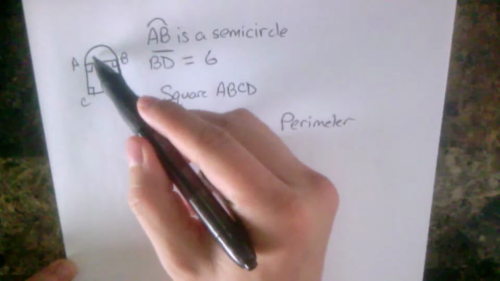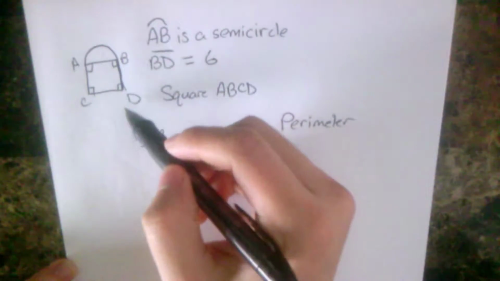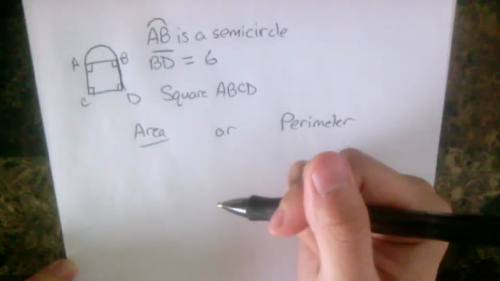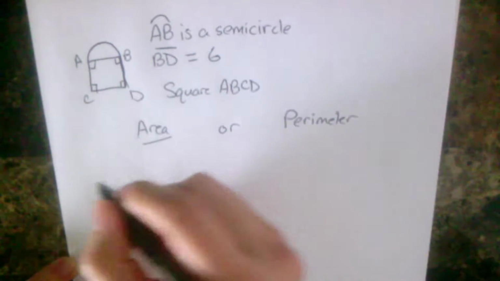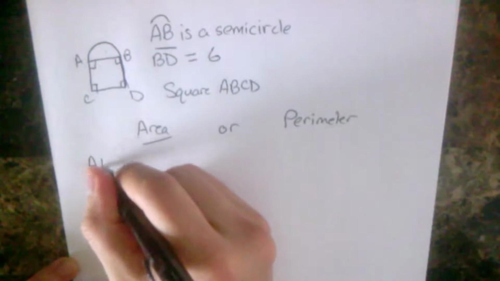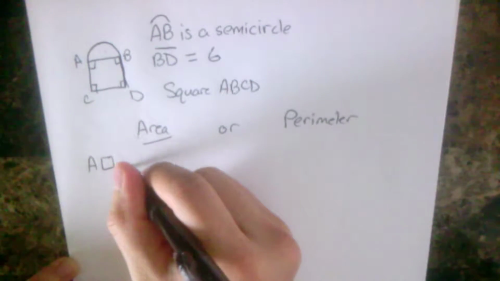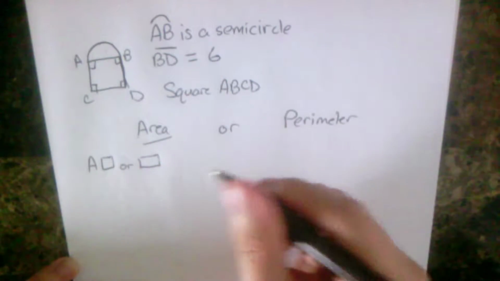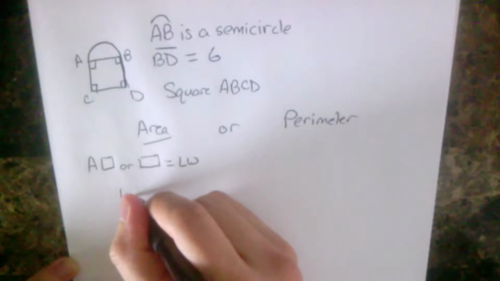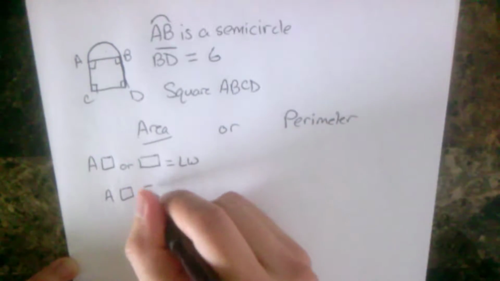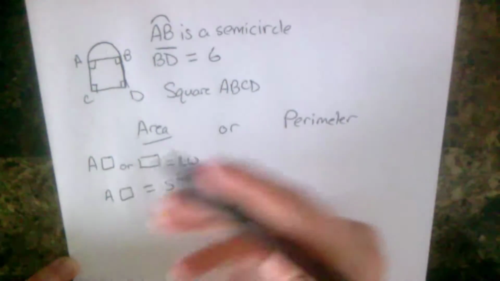So the area is going to be all the inside. So I need to work with area formulas. The first area formula is the area of a square. Hopefully you remember the area of a square or a rectangle is, honestly, technically length times width. For squares specifically, it's side squared, because the length and the width are the same.